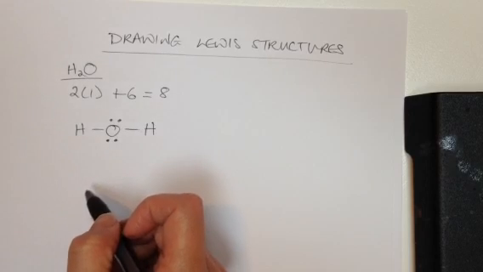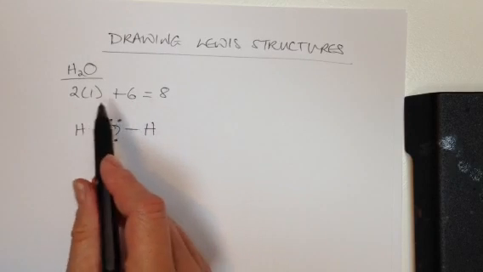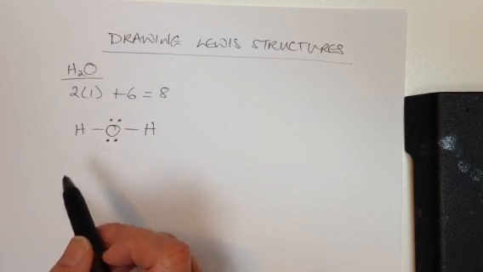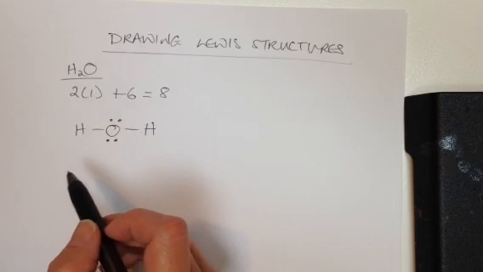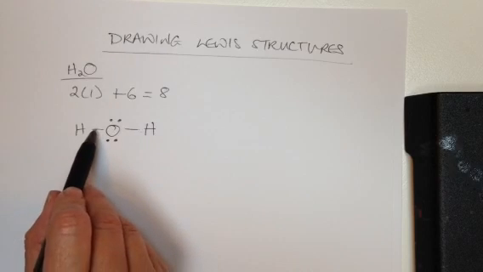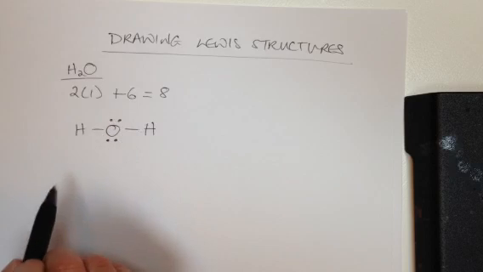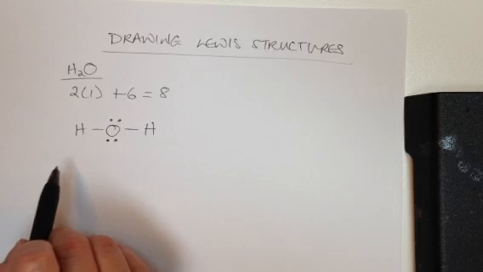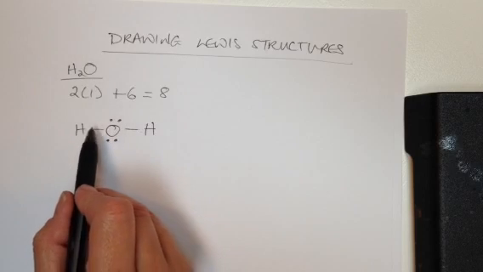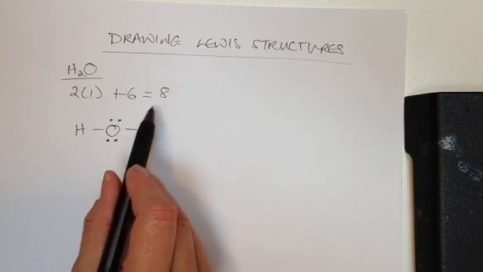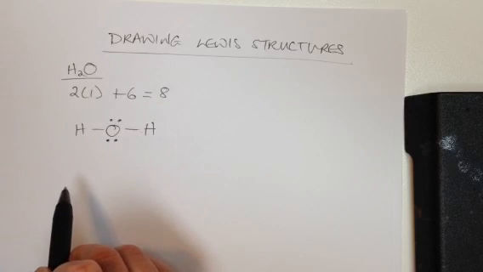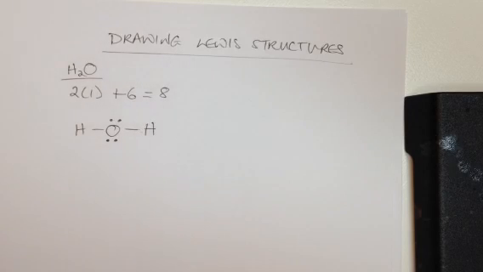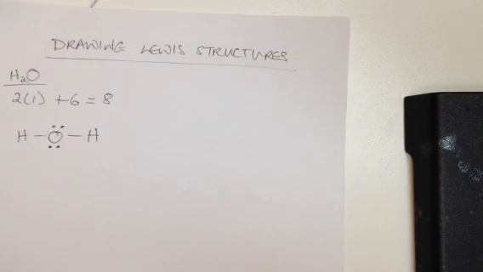So our check should be, does everything in the molecule feel happy? In other words, does everything have an octet apart from hydrogen, which wants a duet? In this case, yes. Oxygen has 2, 4, 6, 8. This hydrogen has 2, this hydrogen has 2, so they each have duets. And then your final check should be, have you used all of the electrons available for the structure? We've used 8, so we're good. Okay, let's do another one.